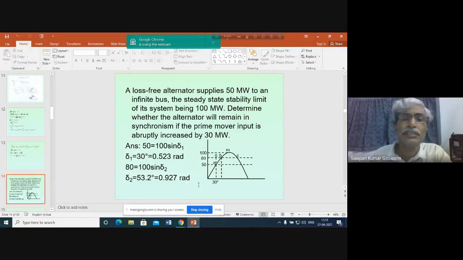The calculation and other things you will be able to do, because these things are given and you will be able to understand. So what is basically done: you see that in the first case, the steady state stability limit is stated to be 100 megawatt. That means this is the peak of the power angle curve. The generator was delivering 50 megawatts, so input was also 50 megawatt, and there is an abrupt increase in input by 30 megawatt, so input becomes 80 megawatt. Then we have to check whether the machine will be able to maintain synchronism or not.